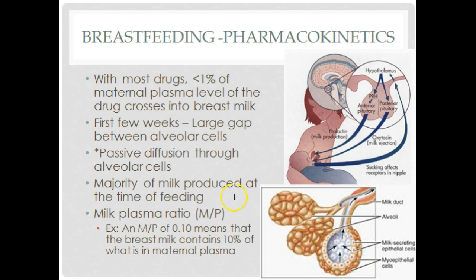So let's see here. Okay, so primarily it's passive diffusion through the alveolar cells. That's how medications would cross. So it's fairly easy transport. Obviously that's not the only way, but primarily that's how everything's moving.